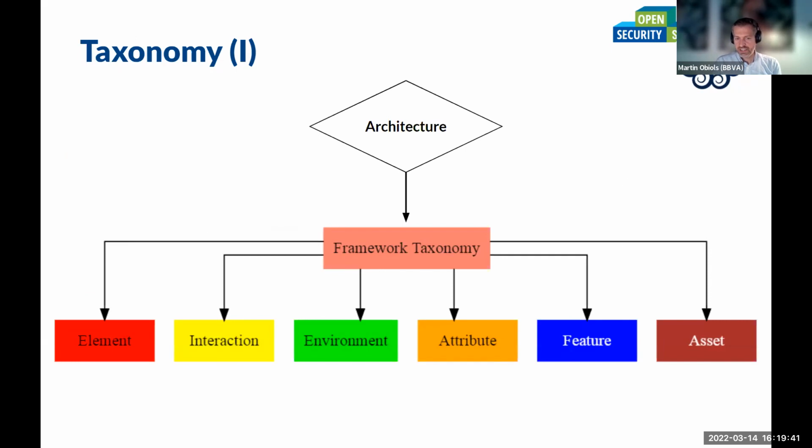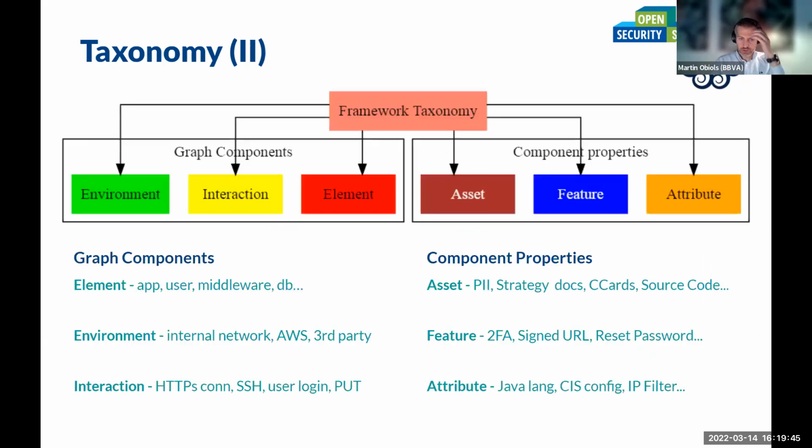Okay, these 6 elements can be classified into 2 groups, which you can see here. Let's start on the left of this slide, with what is called the graph components. These graph components, composed of elements, interactions, and environments, are essentially the things that get drawn on an architecture diagram. So whenever you draw an architecture on a whiteboard or whatever, these things tend to be visible on this diagram.